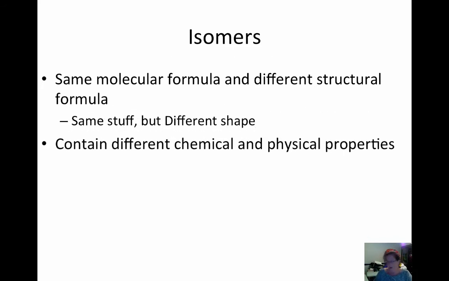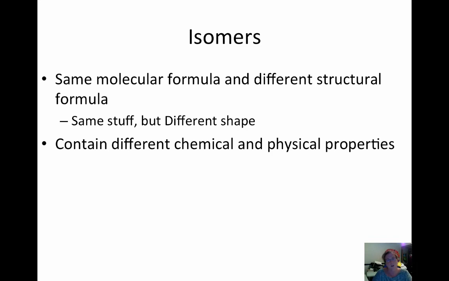So these contain different chemical and physical properties because they are in a different structure. The structure, the arrangement of atoms, is what gives all substances their properties. So even though they have the same stuff, once they're arranged differently, you end up with different properties.